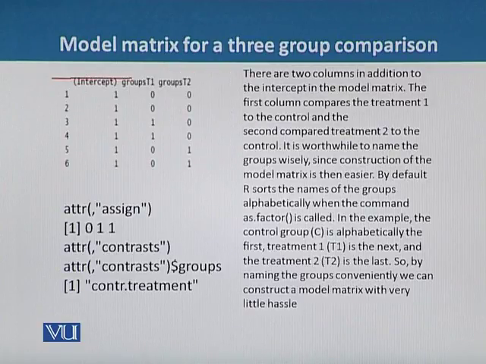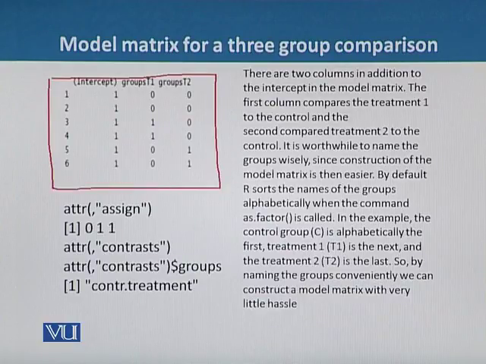So we will get a similar table like this one, because we used the same pattern, and we have added the intercept in this model matrix. We can see that there are 2 columns in addition to the intercept. Previously we had only 1 column, but in this case we have 2 columns, group T1 and group T2. The first column compares treatment 1 to the control, and the second column compares treatment 2, this one, with the control.